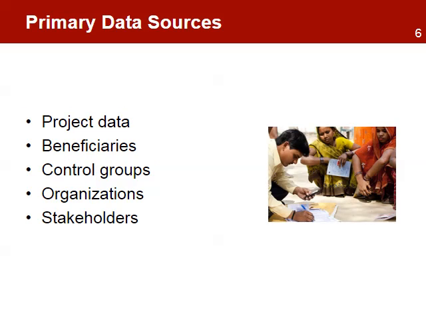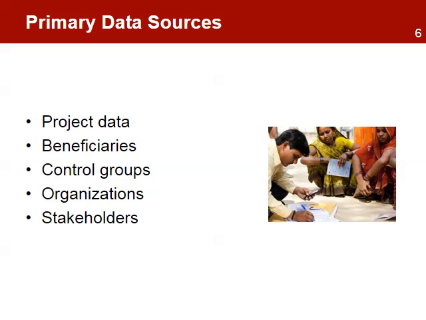Primary data sources. This is the data that the project has decided to select and collect directly with methods that involve direct contact with the providers of information. There are 5 typical sources of primary data. Project data is information on the project budget, schedule, and data in the implementation activities.